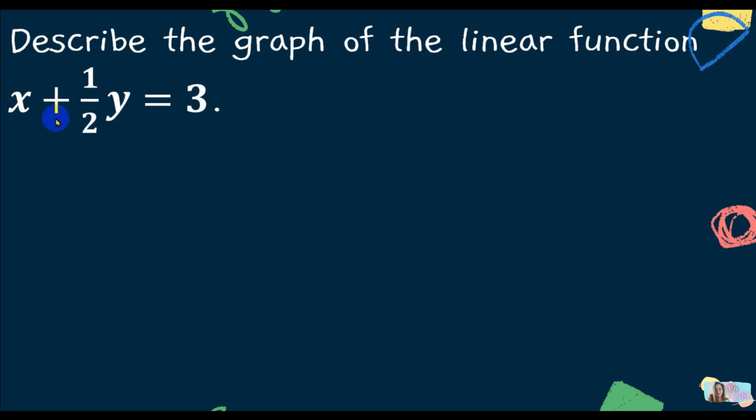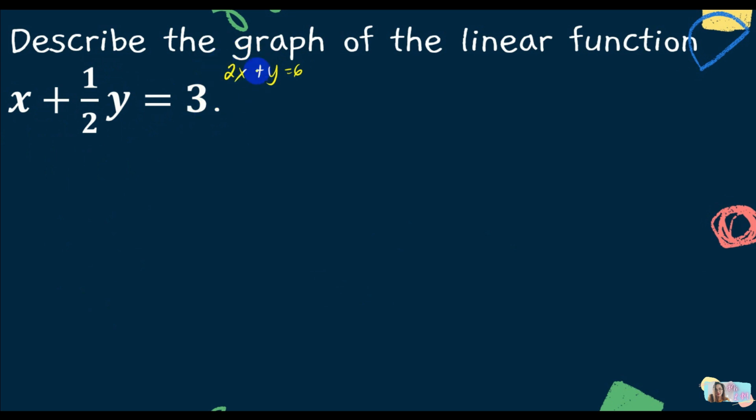Next, we have here x plus 1 half y is equals to 3. And since siya ay naka-standard form pa, we have to rewrite it first as slope-intercept form. And as you can see, meron tayong numerical coefficient dito na fraction. So, we have to eliminate the denominator by multiplying the whole equation by the LCD. And ang LCD po natin is yung denominator mismo, which is positive 2. So, 2 times x is 2x. And then 1 half y times 2 is 1y or simply y, and then 3 times 2 is positive 6.